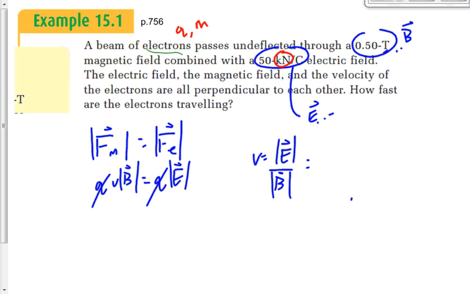E is going to be 50 times 10 to the 3 newtons per coulomb, and we don't want those kilonewtons, right? Divided by B, which is 0.50 Tesla. 50 times 10 to the 3 divided by 50 times 10 to the minus 2 is going to give you 1 times 10 to the 5. Is that right?